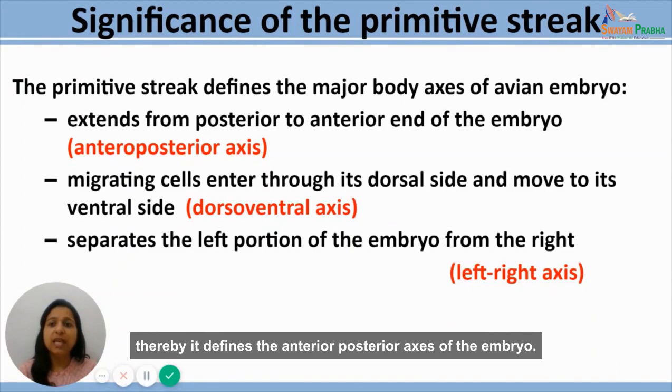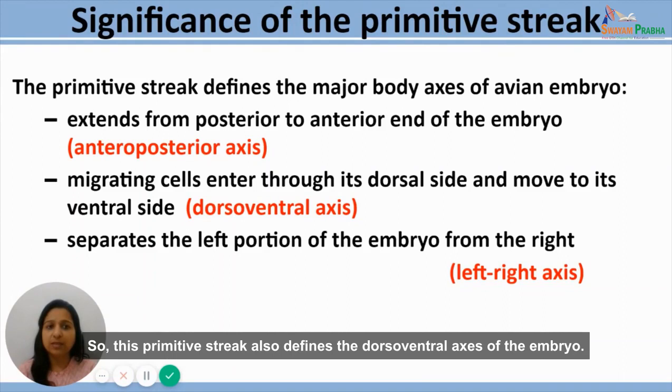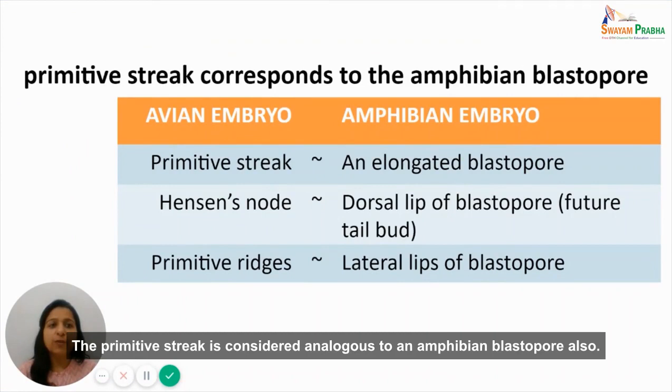The cells which are migrating through the primitive streak will enter through its dorsal side and eventually they will move to its ventral side. So this way the primitive streak also defines the dorsoventral axis of the embryo. This primitive streak separates the left portion of the embryo from its right, thereby defining the left-right axis of the embryo as well. The primitive streak is considered analogous to an amphibian blastopore also.